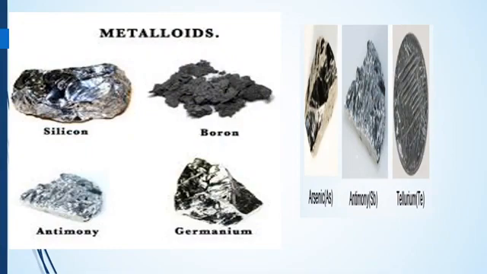Here we have some of the metalloids and how they look. Silicon is shiny in appearance, so it shows the property of lustre. Boron is dull in nature, so it shows the features of non-metals. Antimony and germanium are also very shiny, with a lustrous appearance. Arsenic also looks very shiny in nature. Antimony and tellurium are very dull in appearance, so they seem like non-metals.